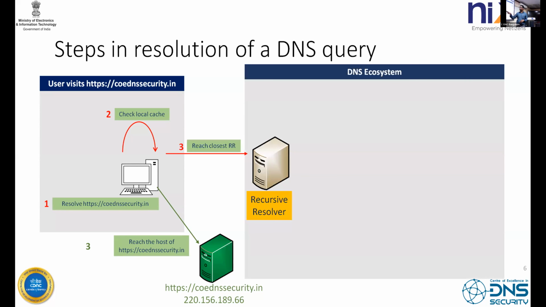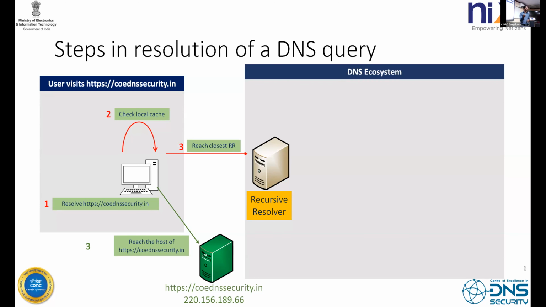Now, let's say that the local cache doesn't have it. The operating system doesn't have the domain name to IP mapping in its local cache. Then it reaches out to the closest recursive resolver. As already said, it depends on which recursive resolver you are associated with, so it depends on the service provider. There are plenty of recursive resolvers. India has about 98 or 99 of them. So it will reach out to the closest recursive resolver and ask for the value.